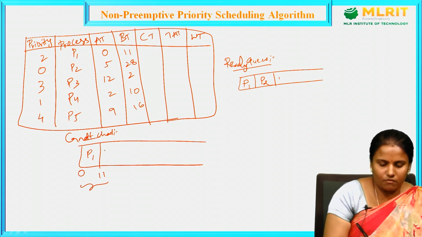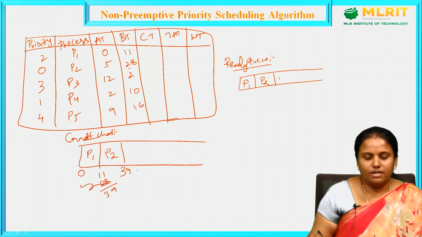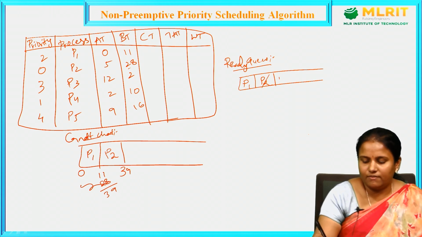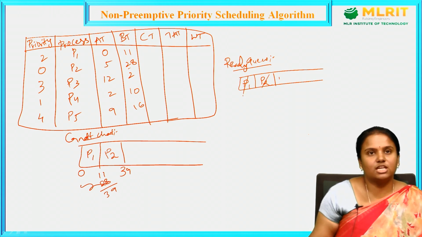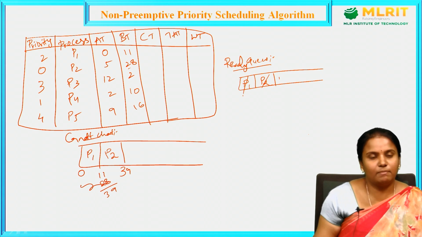P2 has a burst time of 28, so we need to add 28. 11 plus 28 is 39. So now again we need to check which processes are ready. All are ready. P1 is completed, and P2 is completed. Now we need to check the priority also. Which has low priority?